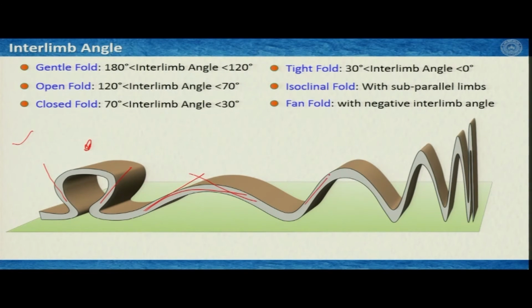Now of course this is a gentle fold, where the interlimb angle is pretty wide. This is an open fold, this is a closed fold, this one is a tight fold, and here you see the two limbs are running almost parallel to each other, and therefore this is an isoclinal fold. So this is how we define folds based on their interlimb angle: gentle fold, open fold, closed fold, tight fold, and isoclinal fold together with fan fold.